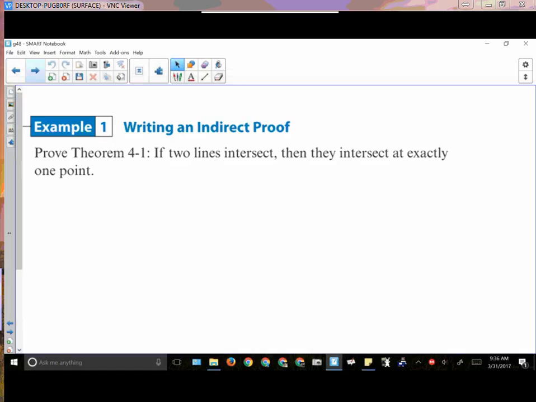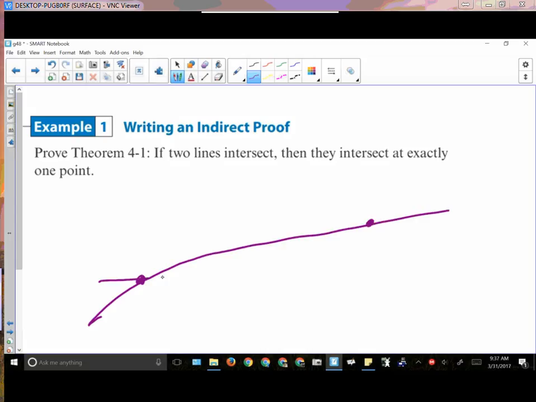So, if 2 lines intersect, then they intersect at exactly 1 point. Okay? If this is what I am trying to prove, then to disprove it, I'm going to say that instead of exactly 1 point, they intersect at exactly 2. So one line goes through like that, the other line goes through like that.